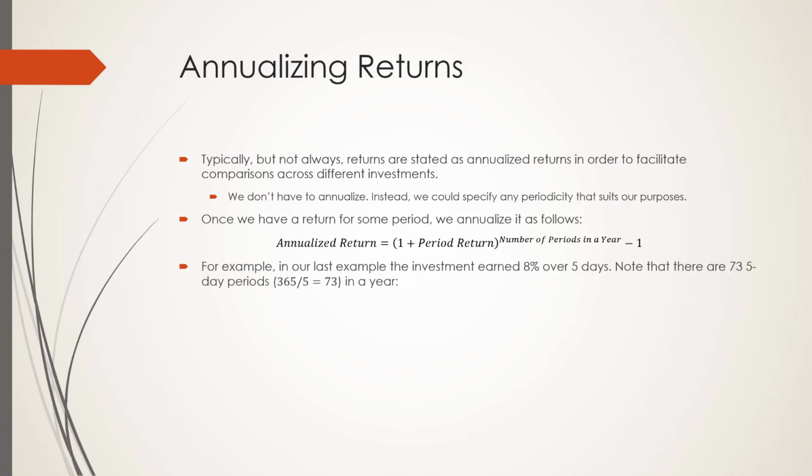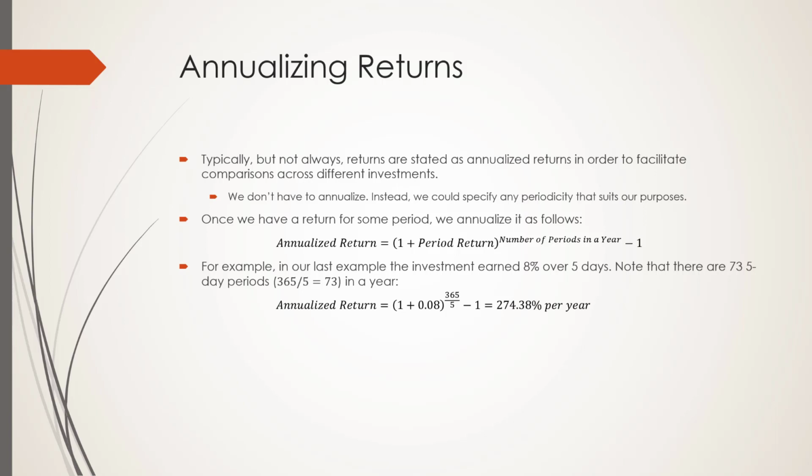So let's look at an example. In that last example that we did, we had an investment that earned an 8% return over 5 days. Now, by the way, this is not terribly realistic, but the numbers are what matter here. So we've earned 8% over 5 days, so we have a 5-day return. And note that there are 73 5-day periods in a year. So we're going to take 1 plus our 8% return to the 73rd power, which is 365 divided by 5, minus 1. And that would give us a 274.38% per year annualized return.